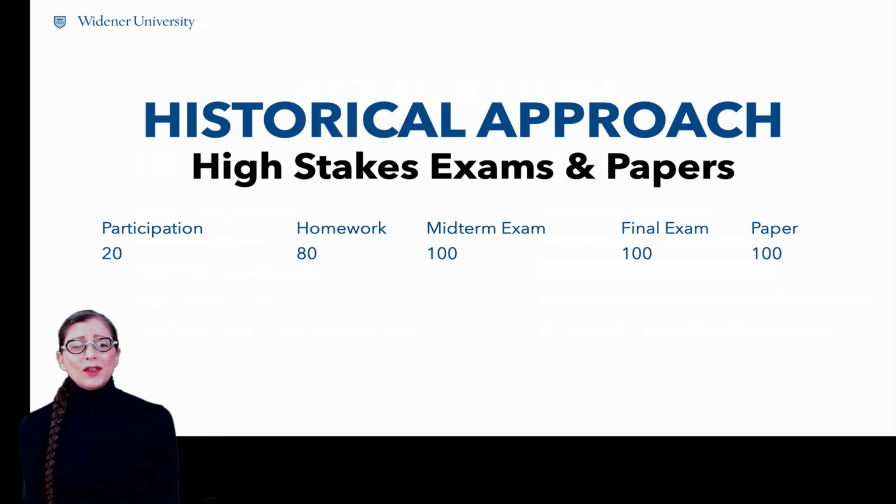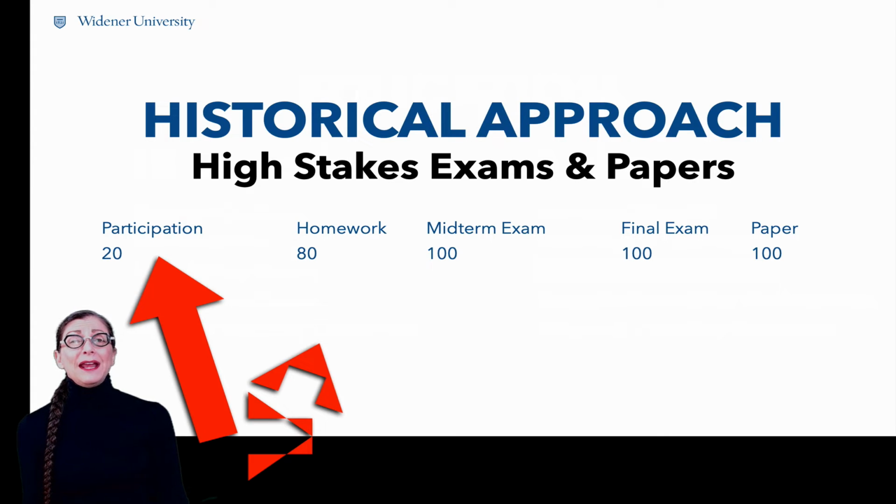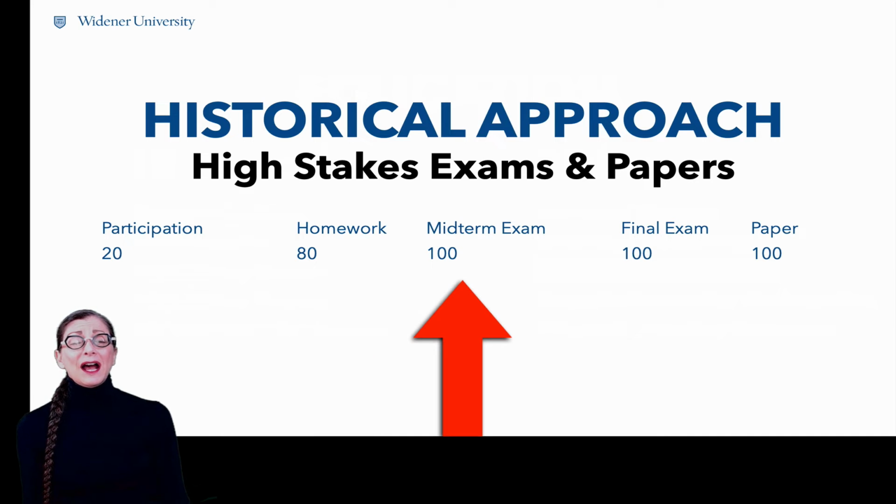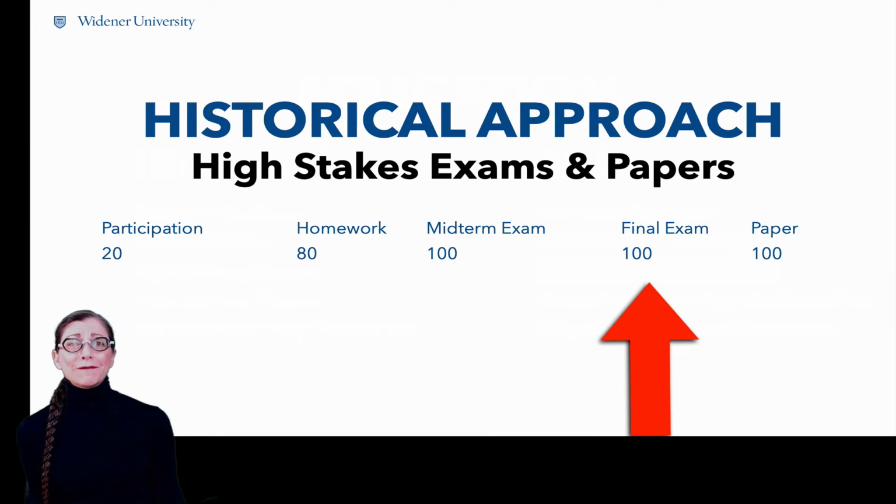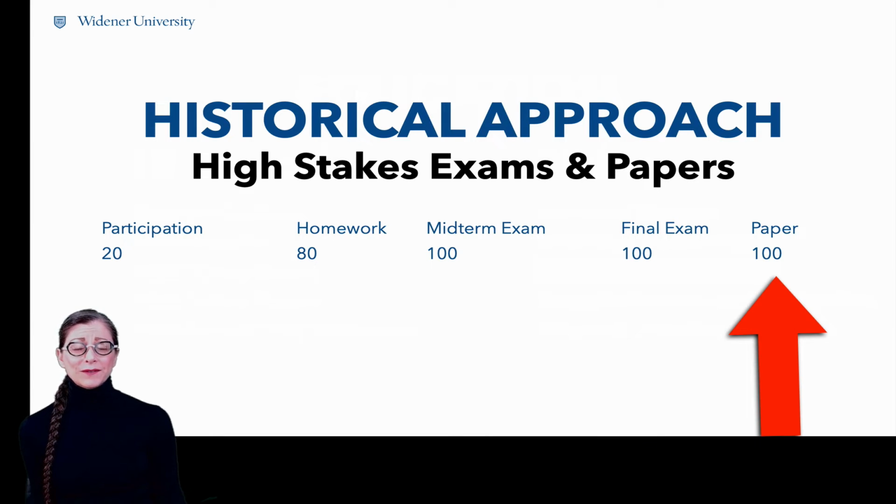So let's back up for a minute and take a closer look at that historical approach. This will help you understand why we're moving towards formative assessment. In the old historical approach, a class was primarily graded using high-stakes exams and papers. In this example, we're looking at a class that's worth 400 points. The student would earn 20 points for participation, 80 points for completing homework, 100 points for a midterm exam, 100 points for a final exam, and 100 points for turning in a final term paper.